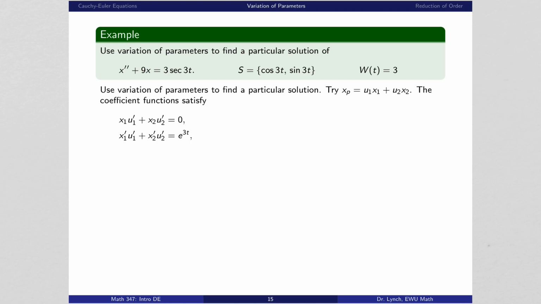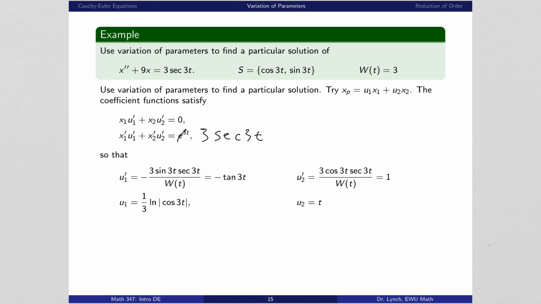We'll use variation of parameters to find the particular solution, and again here we'll try a particular solution of the form u1x1 plus u2x2. The coefficient functions u1 and u2, their derivatives at least, satisfy this equation, and there's a typo here. This should be 3 secant of 3t, right? That's the forcing function in this particular case. Okay, so go ahead and solve that with Cramer's rule, and once you do, you see that u1 prime turns out to be negative tangent of 3t, and u2 prime ends up being just 1.